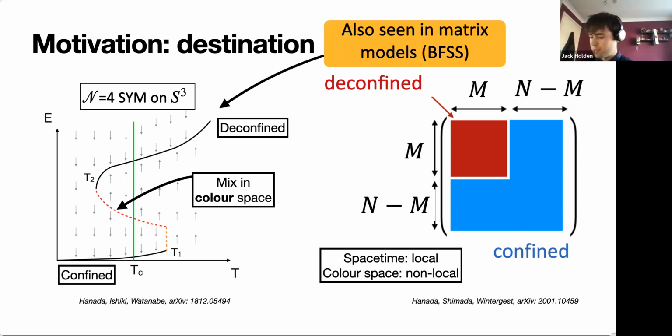But we also have phase diagrams which look like this in matrix models, where there's no physical space. So the splitting has to be occurring in the color degrees of freedom.